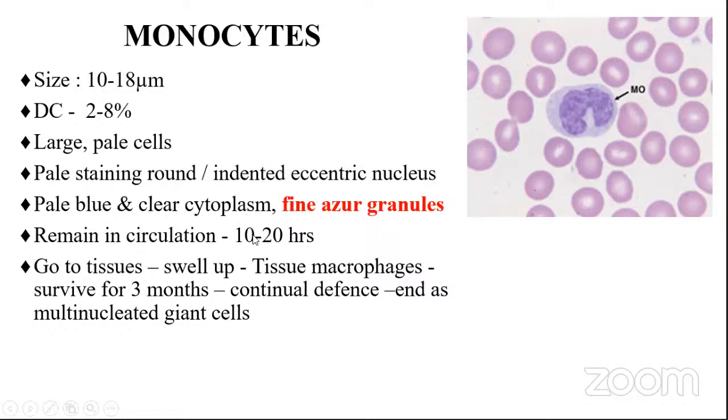It remains in circulation for 10 to 20 hours, and the cytoplasm is very clear. It has fine azure granules, and it goes to the tissues. There it swells up and becomes a tissue macrophage, because it is a part of your, I'll come to that point. It becomes a tissue macrophage, survives for at least 3 months there, and continues the defense activity and ends as a multinucleated giant cell.